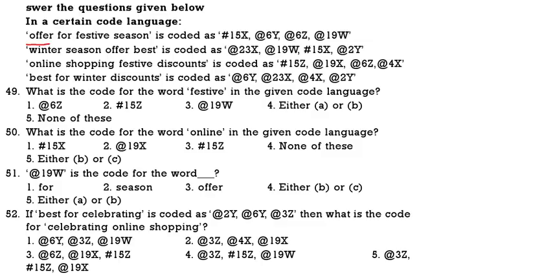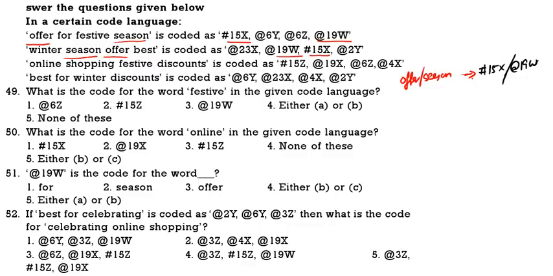See here, offer season. We are having offer season. Here also we are having offer season. So what is the code for offer or season? The code, we can find 2 codes. Hash 15x, at for 19w. So the answer is hash 15x or at for 19w.